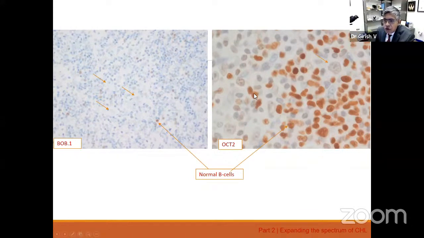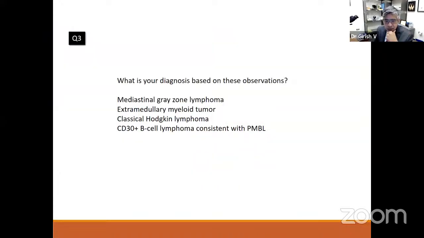And this is OCT2. And you can see that these are your cells of interest, positive for OCT2. These are weak positive cells, whereas your strong background B cells are there. So that's your OCT2. So I've already showed you a lot of stains. So let's pull up the poll. Did I put a poll here? Yeah. So let's get a diagnosis going.